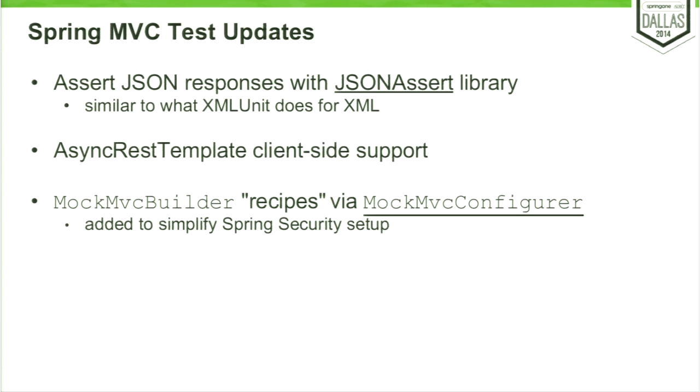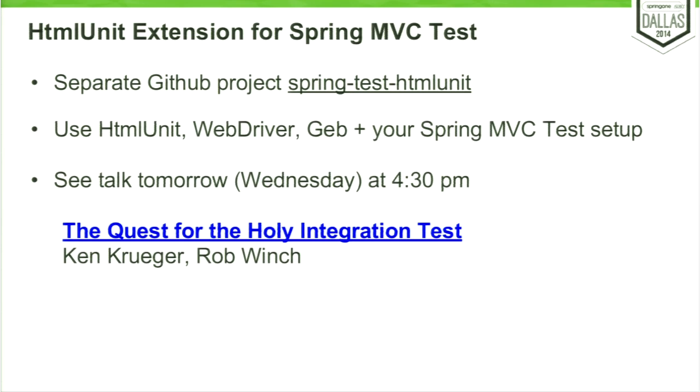And what's a nice, easy way to plug that in so that it doesn't become verbose? Basically, that's the goal of the mock MVC configure. If you have these kinds of recipes in your own tests, then you can consider doing something like it and taking advantage of it. Also, there's an HTML unit extension for Spring MVC test, which is not 1.0 yet, but there's been quite a bit of development on it lately. So it's getting more and more ready.